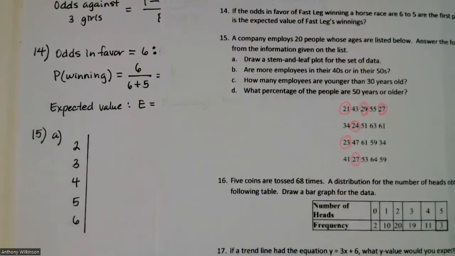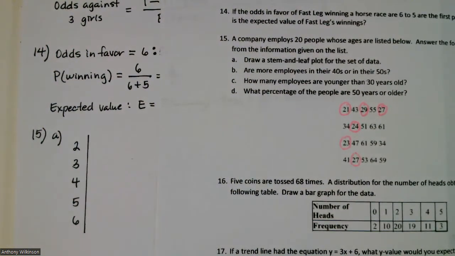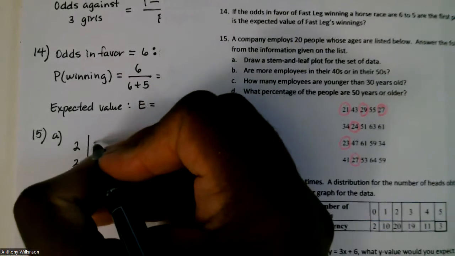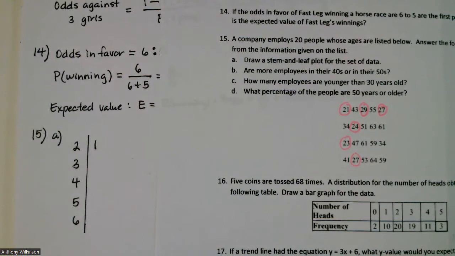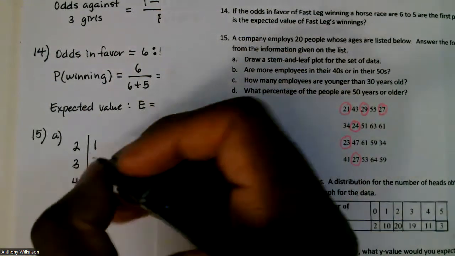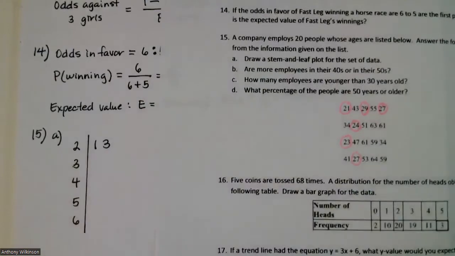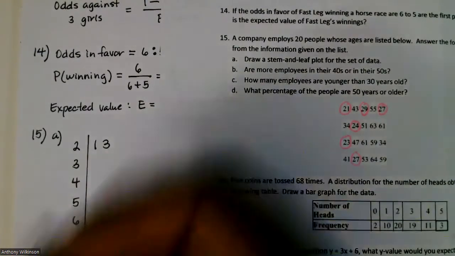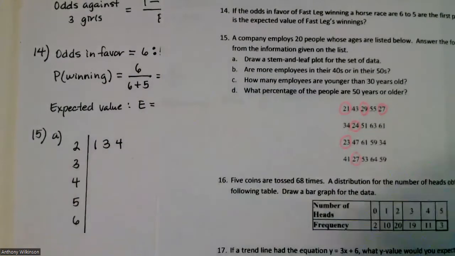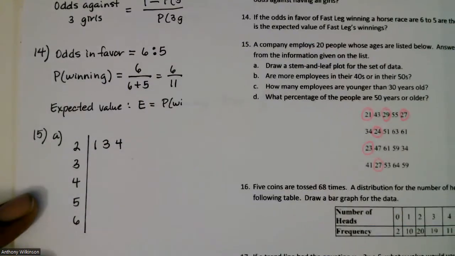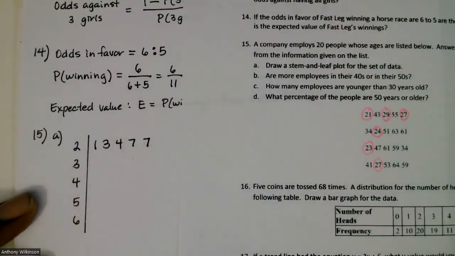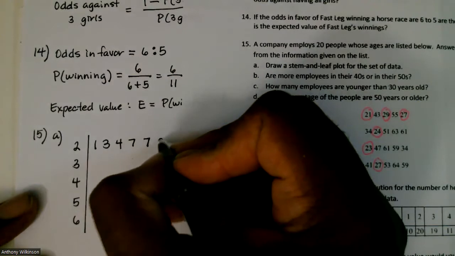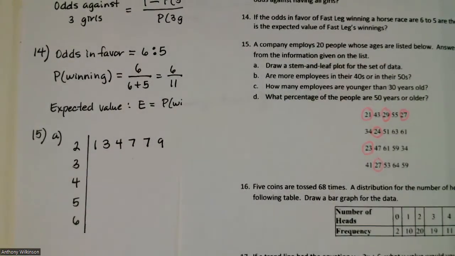So in this case, I need to put these in numerical order from least to greatest. So 21 will have to go first. So I need to put a 1 to represent the leaf for the 20s. And then I got 23, so I write down a 3 for that. Then 24, write down a 4 for that. I got a couple of 27s. I have to put the 7 there twice, because I have 2 data values that are 27, and 29, the 9 goes there. Those are all the numbers that are in the 20s.